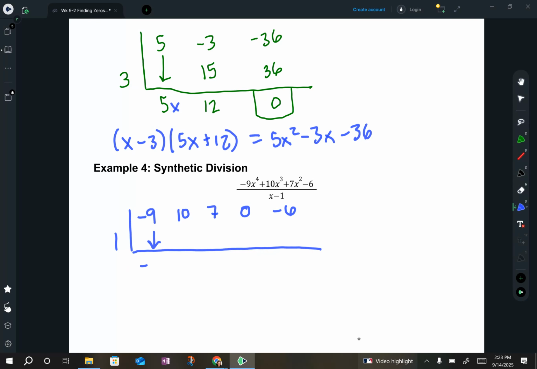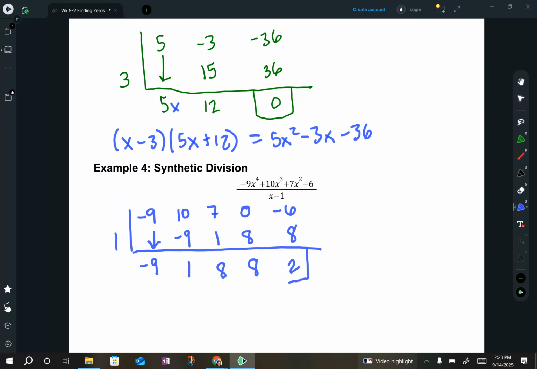First, you bring down the negative 9. Negative 9 times 1 is negative 9. 10 plus negative 9 is 1. 1 times 1 is 1. 7 plus 1 is 8. 8 times 1 is 8. 0 plus 8 is 8. 8 times 1 is 8. And negative 6 plus 8 is 2.